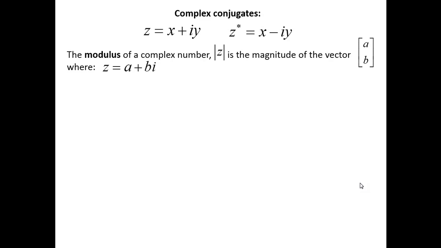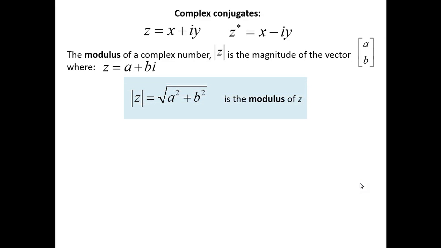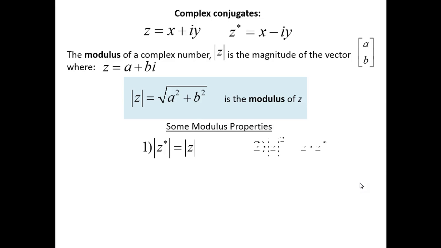The modulus of a complex number, and the notation for it looks like absolute value, but it's really just the magnitude of the vector. The same way we calculated magnitude in the last unit, we're going to calculate the modulus for the number in this unit. Some important properties of the modulus that you're going to need to remember. The modulus of z star would be the same as the modulus of z. The modulus of z squared could also be expressed as z times z star.